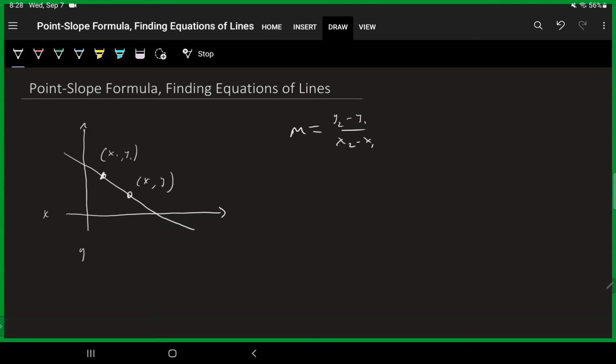So if I change my formula from y2 minus y1 over x2 minus x1 and change it to y minus y1 over x minus x1, I get this contraption, and it's useful if I multiply both sides by this denominator of x minus x1. So I'm going to multiply both sides by x minus x1, and I'm going to get m times x minus x1 is y minus y1.